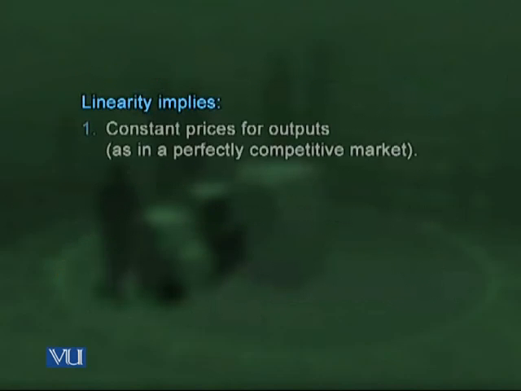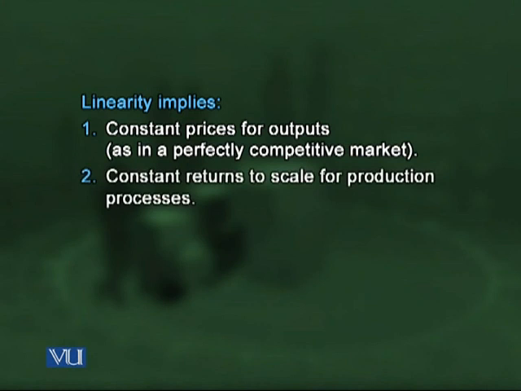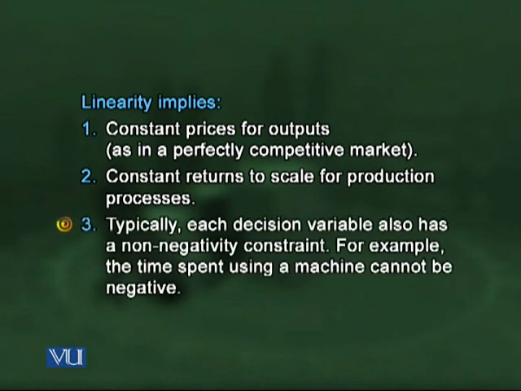Linearity implies, number 1, constant prices for output, as in a perfectly competitive market. Number 2, constant returns to scale for a production process. Number 3, typically each decision variable also has a non-negativity constraint. For example, the time spent using a machine cannot be negative.